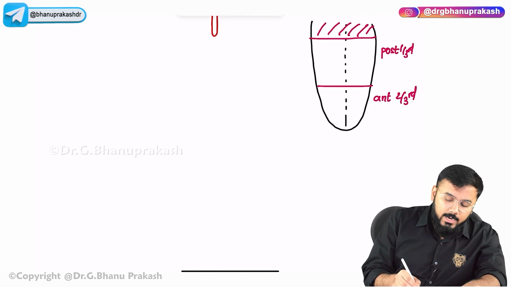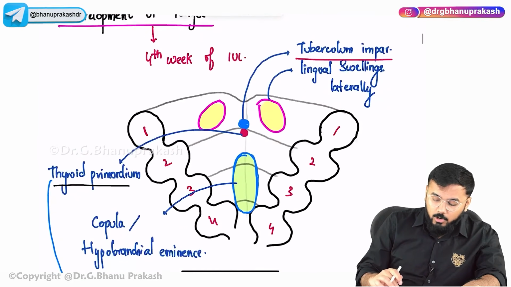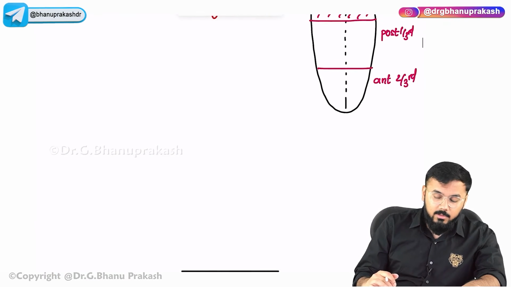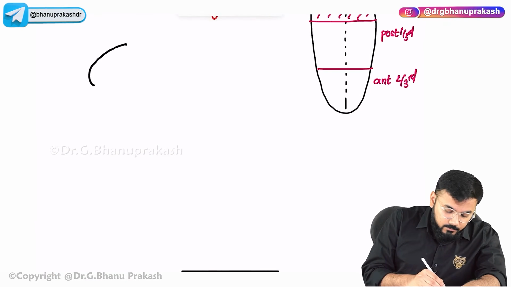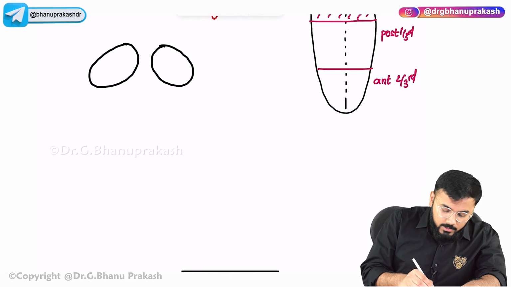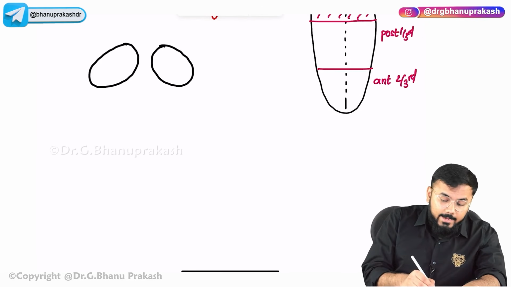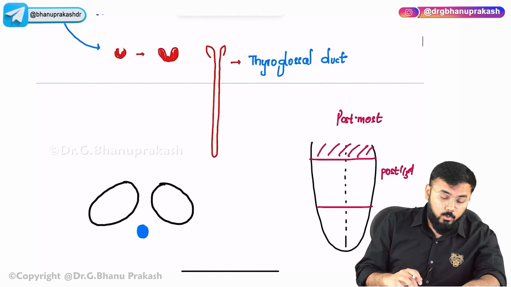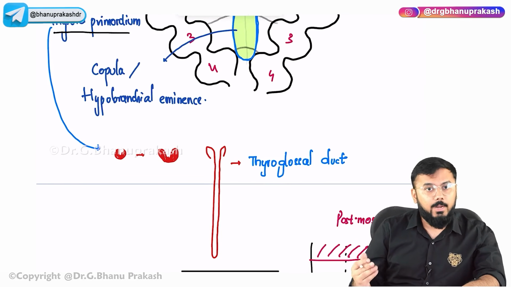First important thing is that I just told you, you have two lateral swellings, right? These are called lingual swellings. So how many lingual swellings are there? Two. There is one lingual swelling over here, and another lingual swelling over here. Below the lingual swellings, you have a body here. What is this body called? I told you this is called your thyroid primordium.